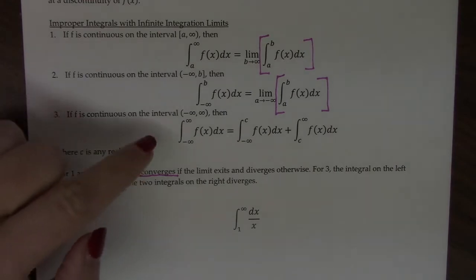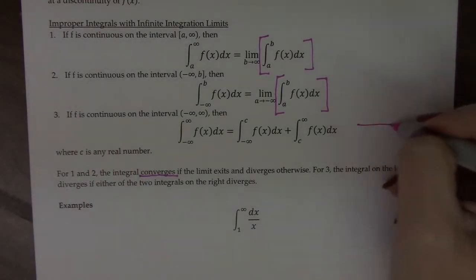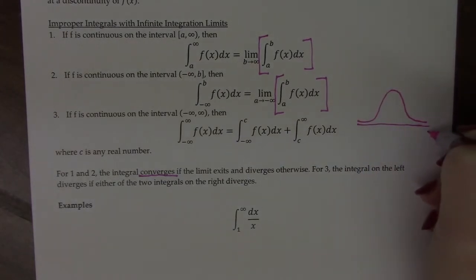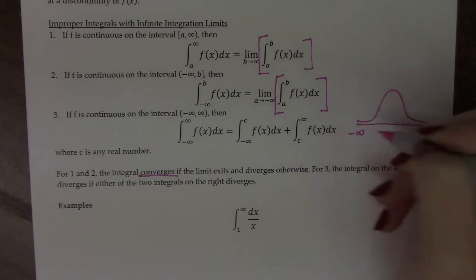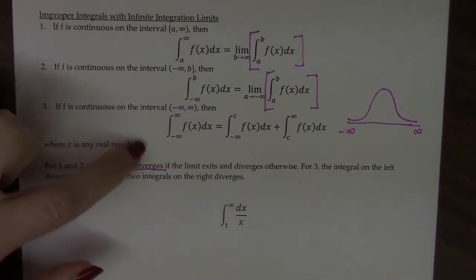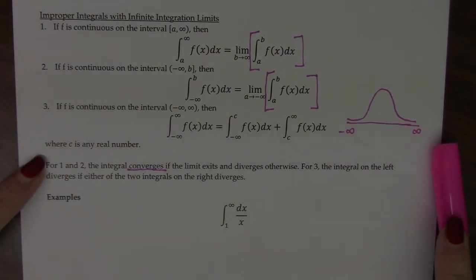So for some of you that might be wondering, when would you ever do this? Well, if you look at just a normal curve in statistics, these tails go all the way from negative infinity to positive infinity. So in stats, we actually do double improper integrals all the time because we know the total area under the curve is supposed to be 1.